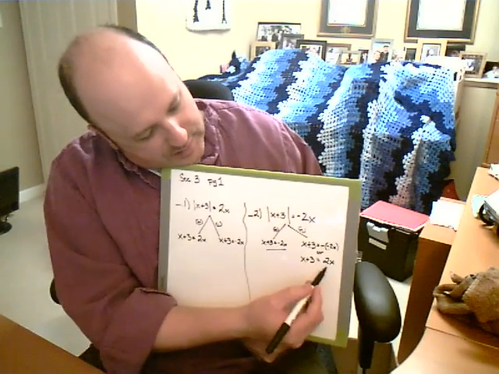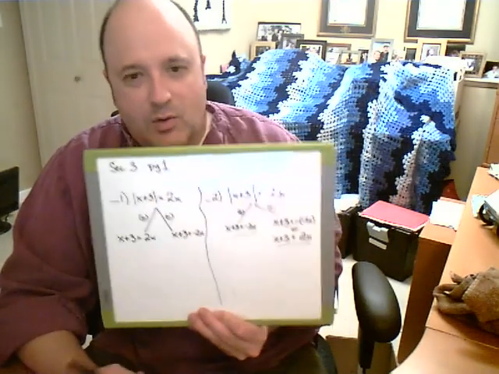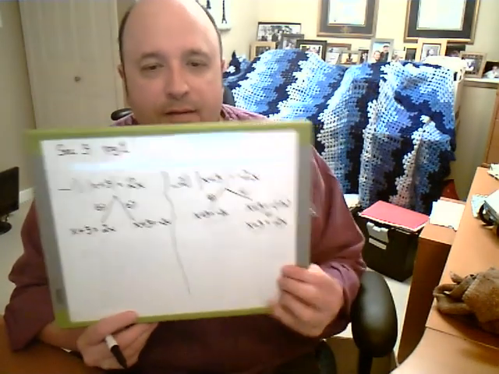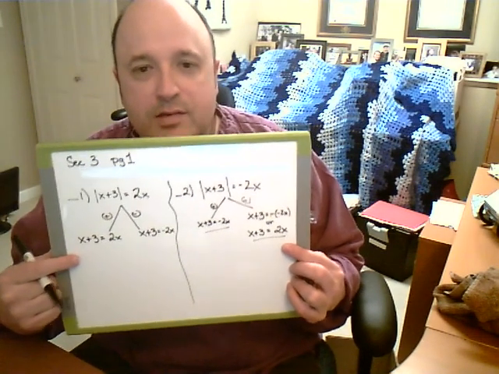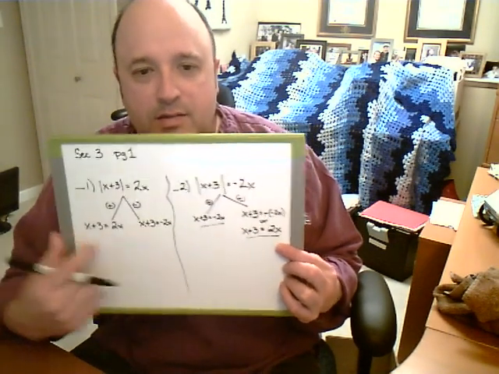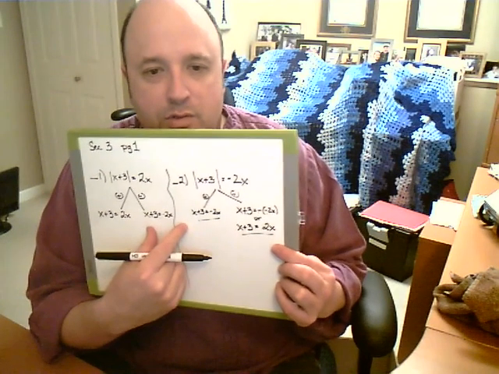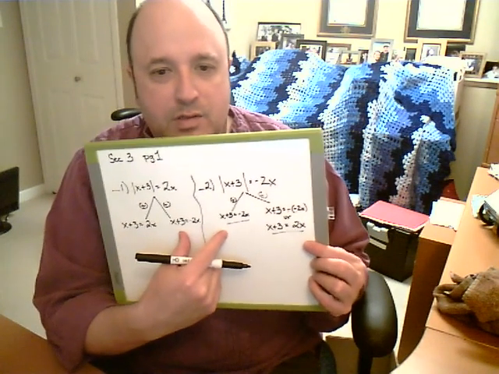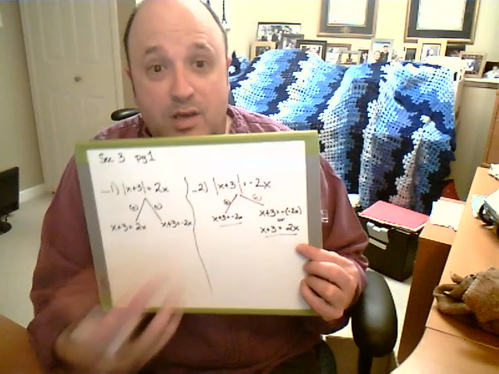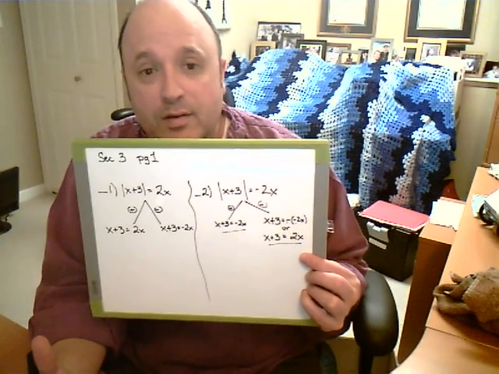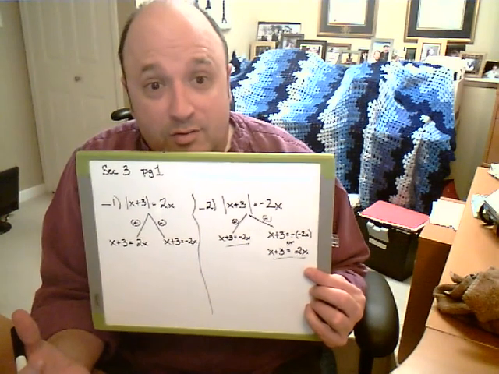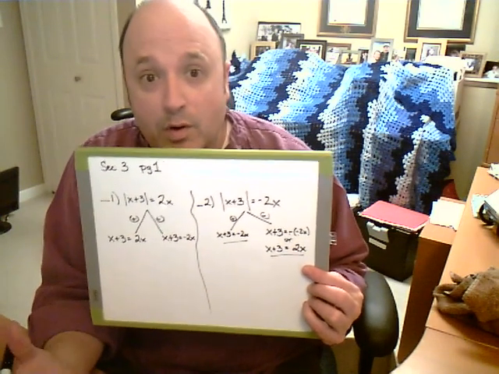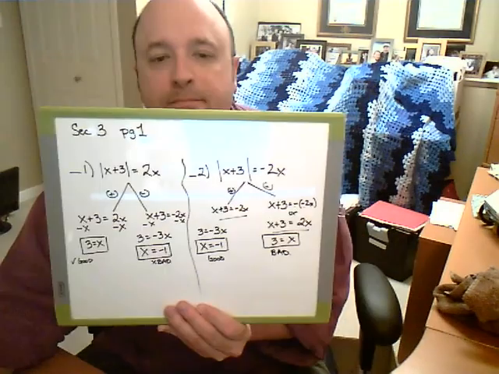And what winds up happening is we get two almost identical equations on both sides. On this side I've got x plus 3 equals 2x, and on this side I get x plus 3 equals 2x. And in the middle, x plus 3 is equal to negative 2x on both of them. So we should get the same answers for both. But remember, we're talking about extraneous values now. So which one will work and which one won't work? Okay, let's have a look.